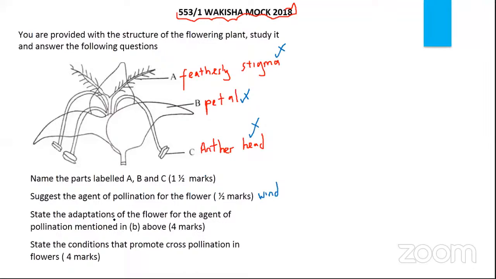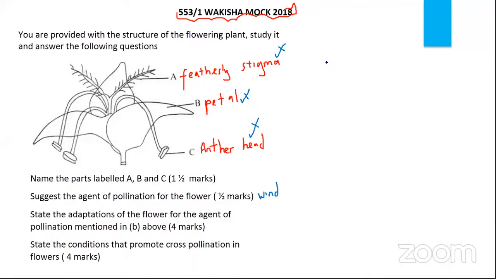So that is what I want people to understand. Now, Jovan, give us one adaptation of this flower for the agent of pollination. It has long anthers to enable the wind to blow the pollen grains onto the stigma. Okay, thank you very much, Jovan. Long anther heads which hang outside the petals to enable wind blow the pollen grains easily. And Maureen says in the chat box that it has large anther heads which are loosely attached to the filament, which can be shaken by wind to release pollen grains. That's actually the best way of putting it. Thank you, Maureen.